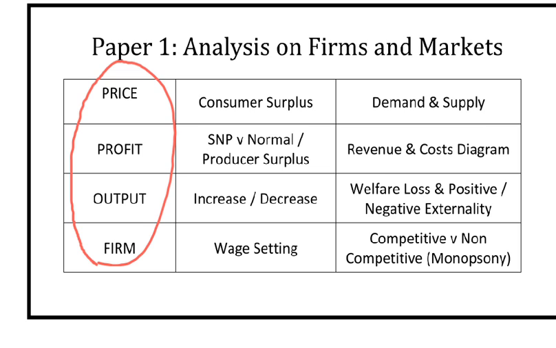So for example, I would suggest that students always consider what does it do to price, what does it do to profit, how will this affect output, and how will it affect the firm, etc. Let's develop that idea. So for example, if we are looking at price in maybe a demand and supply scenario, you could comment on what that would therefore do to consumer surplus, and you could use a demand and supply diagram.